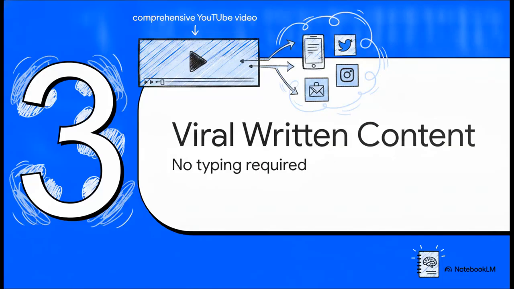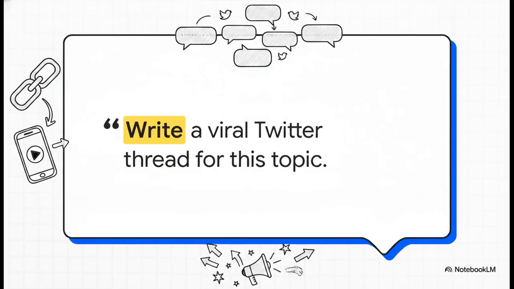Next up, phase 2. Generating viral written content. So, picture this. You've just recorded a massive, comprehensive video breaking down recent AI updates. You paste the YouTube link into your sources, you hop over to the chat, and you drop in this exact prompt: write a viral Twitter thread for this topic. That's the whole shebang. You don't need some complex multi-paragraph system prompt. You're just telling it to take your uploaded video and turn it into a platform-native thread.